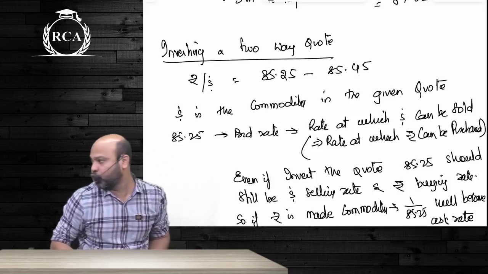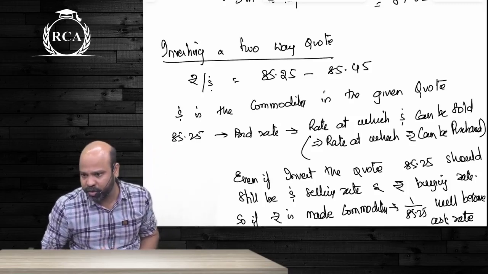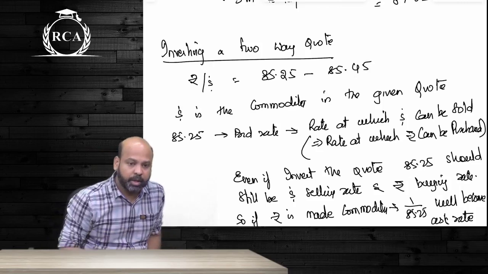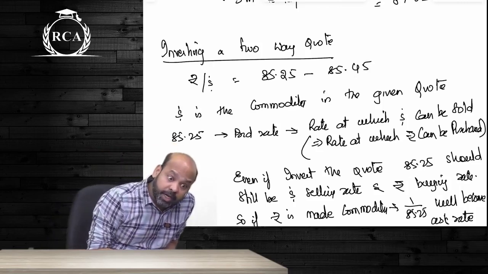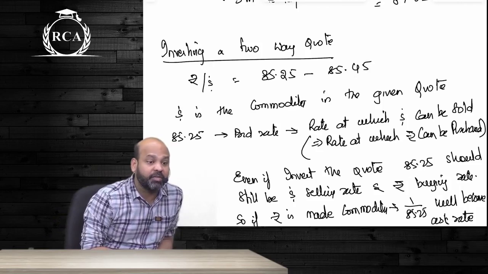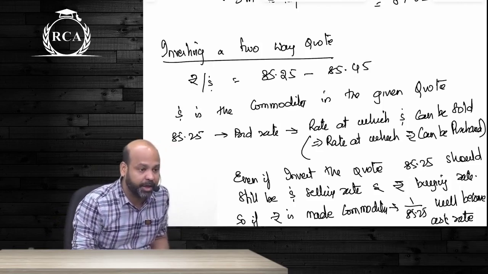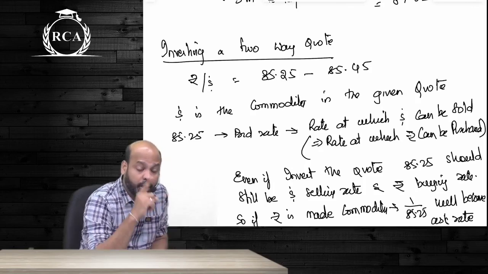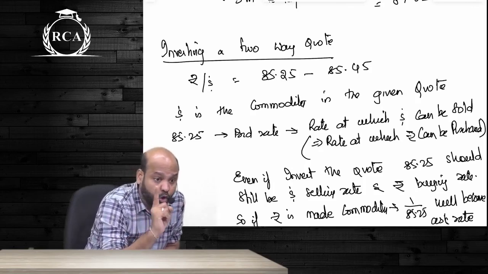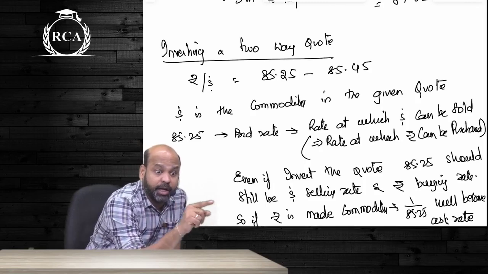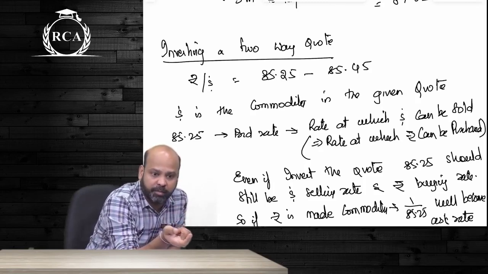So whenever you are inverting a two-way quote, guys, what is important to remember is that ask rate of the original quotation will become bid rate. Bid rate of original quotation will become ask rate of the inverted quote. You are not supposed to do all of this, guys, if you're identifying commodity and then understanding whether bid rate or ask rate will be applicable.